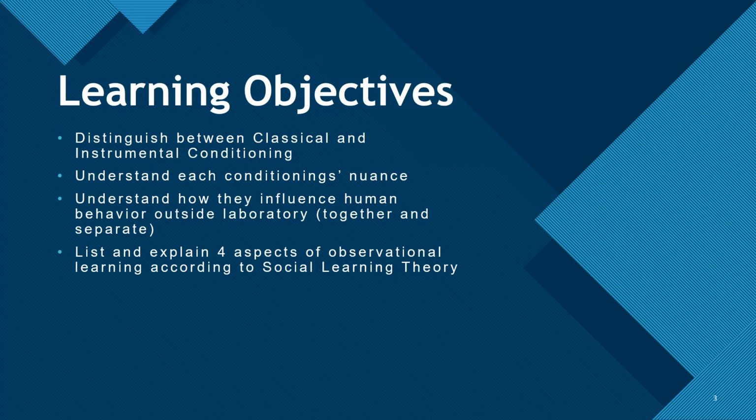So today's learning objective is to distinguish between classical and instrumental conditioning, understand each conditioning's nuance, understand how they influence human behavior outside the laboratory, together between the conditioning types and separately, and list and explain 4 aspects of observational learning according to social learning theory. To achieve these objectives, we will go over the vocabulary, some examples, and have a course discussion.